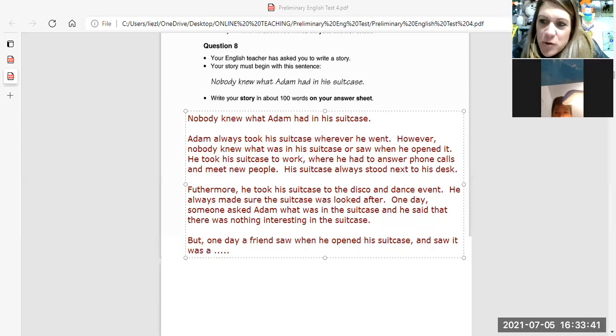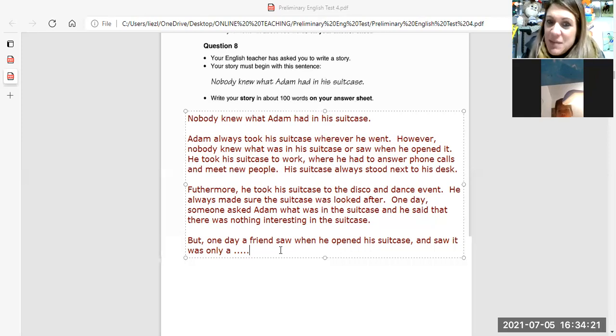You can also finish your story like that. You can say, but one day a friend saw when he opened his suitcase and saw it was only a laptop. And you can leave your story like that. So now the reader must guess what's in the suitcase. Okay, so you can either reveal the answer or you can let the reader guess what the friend saw.